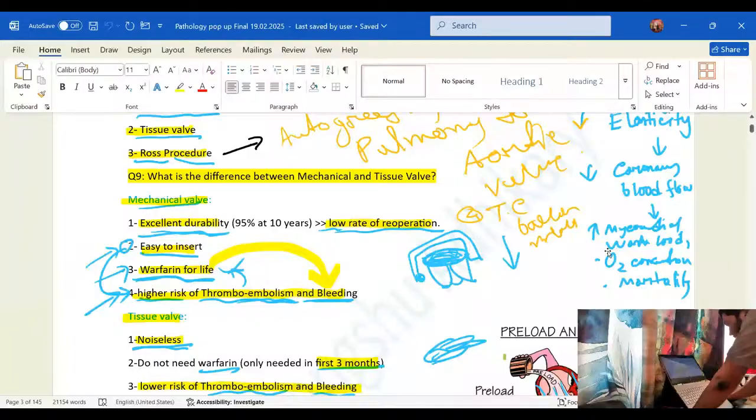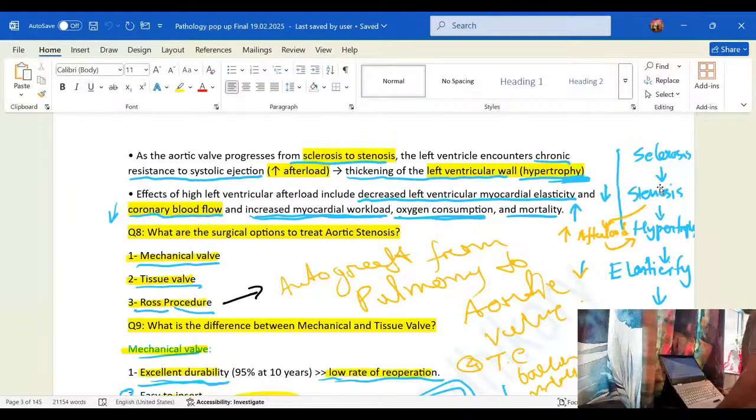Again, in aortic stenosis, there is sclerosis which leads to stenosis, and it causes left ventricular hypertrophy. It reduces the left ventricular elasticity. It increases oxygen consumption, the myocardial workload, and mortality.